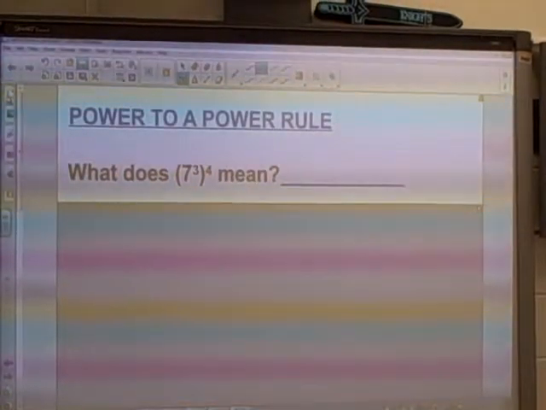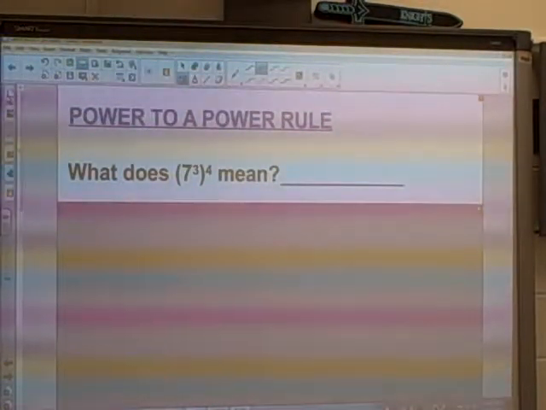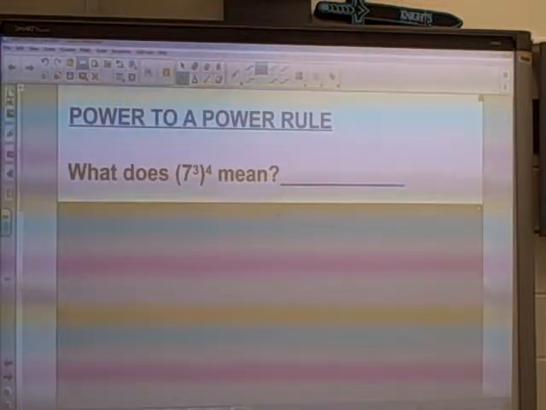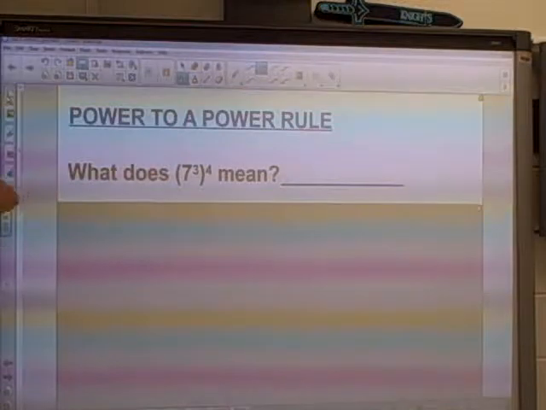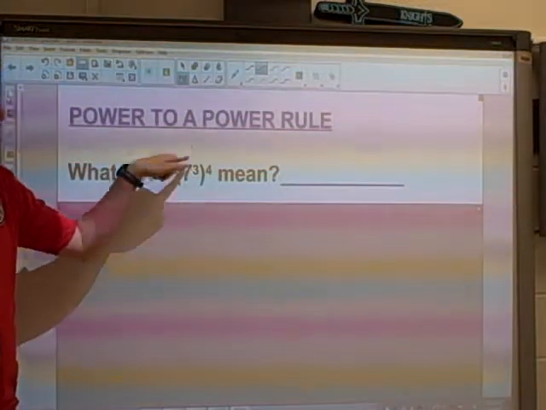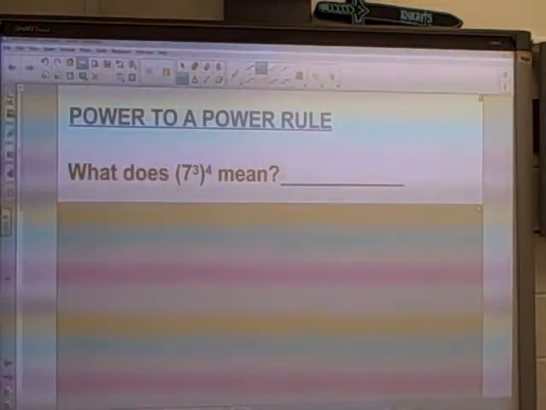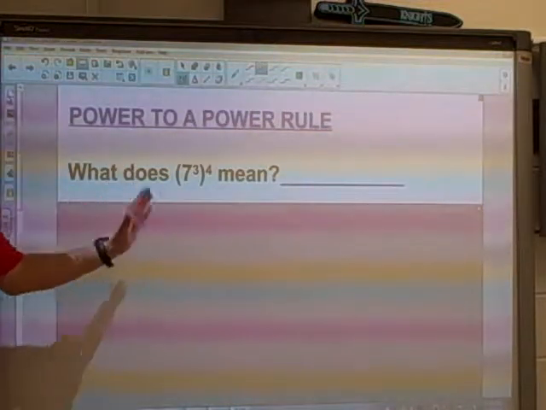Now, so far what we've looked at is a couple of rules. We looked at when you multiply, we're going to add the exponents together, and when we divide, we're going to subtract the exponents. This is our third rule. This is called the power to a power rule. So we have one power, or an exponent, raised to an additional exponent. First of all, we're going to do it by definition so you can see what's happening here.